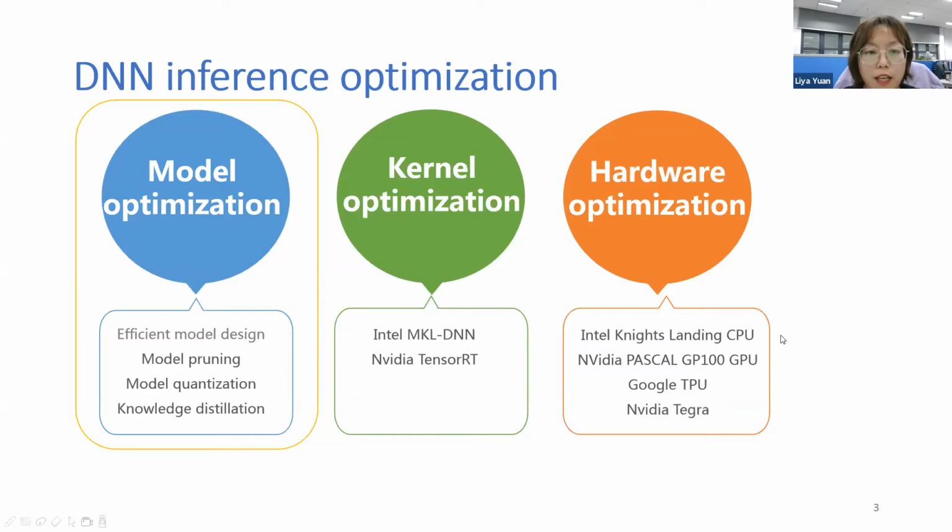Among these three types, this DNN inference optimization challenge will focus on the first type of optimization, which includes model pruning, model quantization, and knowledge distillation, which are all approaches applied to the models after a model is designed. So we don't take into consideration efficient model design, although it's also very effective, but we consider only the optimization after the model design.